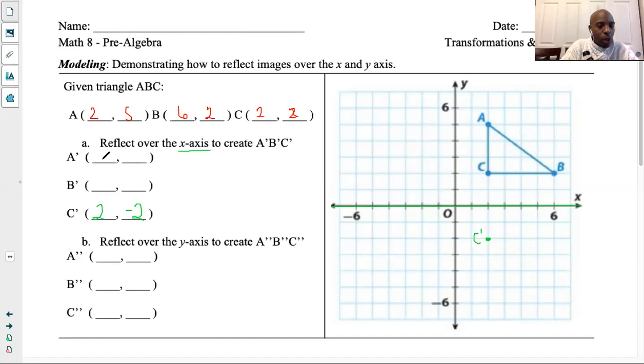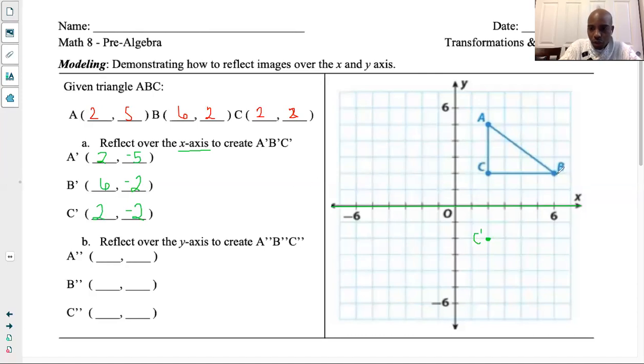X doesn't change. So what you're saying, Mr. Riffer, is I could tell you that all of these are going to be the same x points. Yeah, that's going to still be a 2. That's going to still be a 6 because we're flipping it over the x-axis, which means x does not change. However, the y's negate. So that means that this 5 needs to become a negative 5. That 2 needs to become a negative 2. And these will become our new coordinates for A prime, B prime, and C prime.